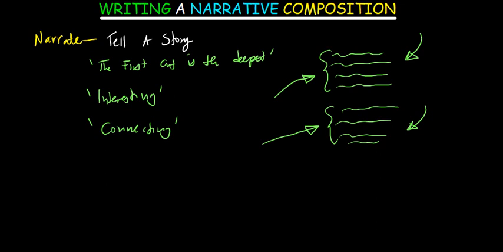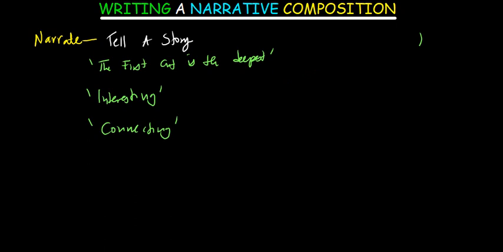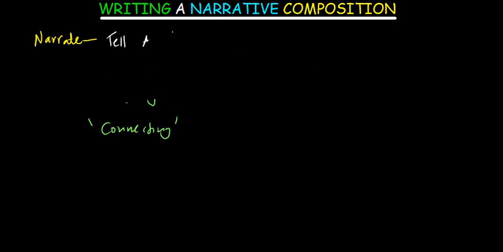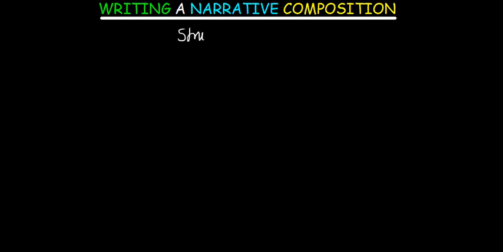Okay. Now, a narrative composition follows a certain structure, and that is basically the structure of every other composition. And you need to make sure that you follow it when you want to write a good narrative composition. Now, what is the structure of a narrative composition? So the first thing, you need to have a title. For every composition that you write, you need to have a title.